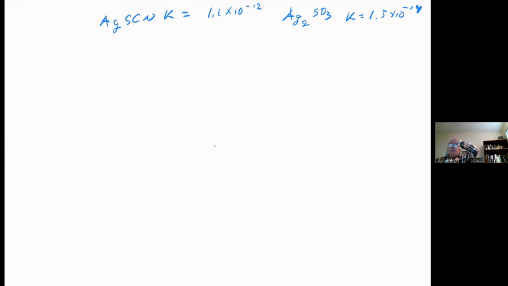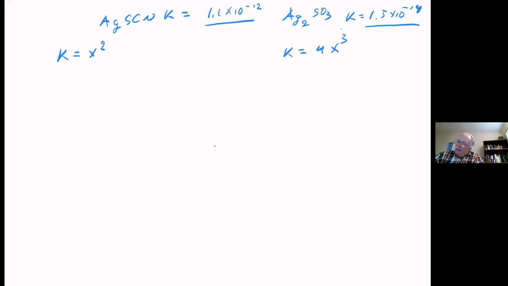Now, what I was trying to demonstrate in this problem was that you can't just look at the K's if the expressions are different. I'm going to do this fairly quickly. For this one, K is equal to x squared. For this one, K is equal to 4x cubed, because there's two silvers, so it would be 2x squared for the silver, and there's one sulfite. And 2x all squared is 4x squared, times x is 4x cubed.